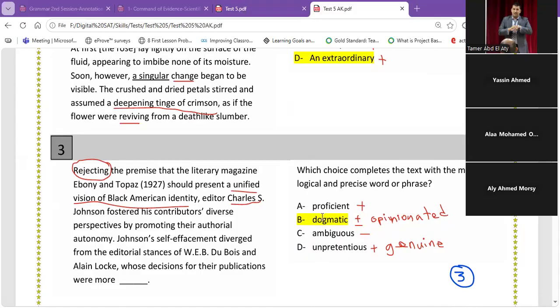Proficient, something excellent. It's positive. Dogmatic means depending on opinion. Opinionated, depending on opinion. So it's neutral. Ambiguous, something that is unclear, negative. Unpretentious means something genuine. Real, it's positive. So now we have two positive, one neutral, one negative. Can I use the odd one out?